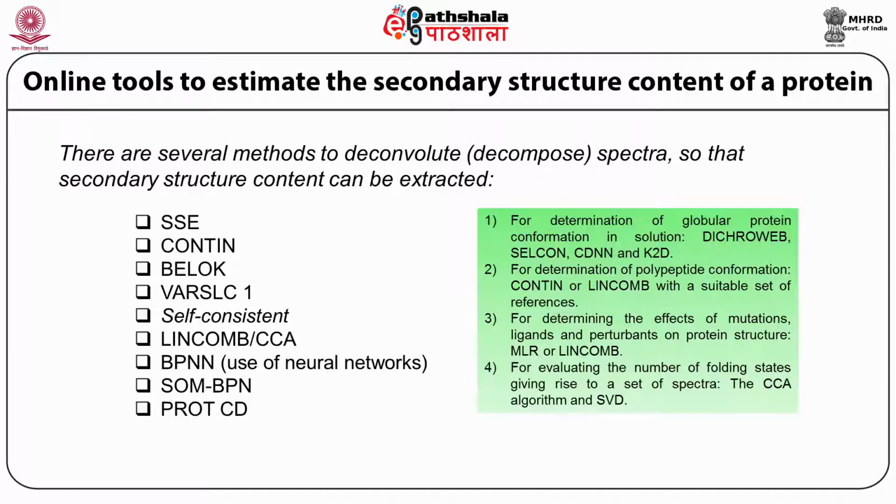For determination of polypeptide conformation, Contin or Lincomb with a suitable set of references. For determining the effect of mutation, ligand and perturbation on the protein structure, MLR or Lincomb are generally used. Finally, for evaluating the number of folding states giving rise to a set of spectra, the CCA algorithm and SVD are generally used. So this slide tells you about the different available software. You can also try them online and check how these data are useful.